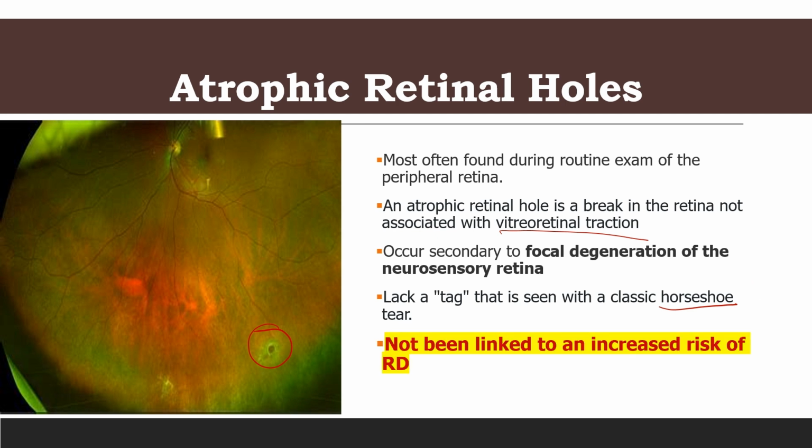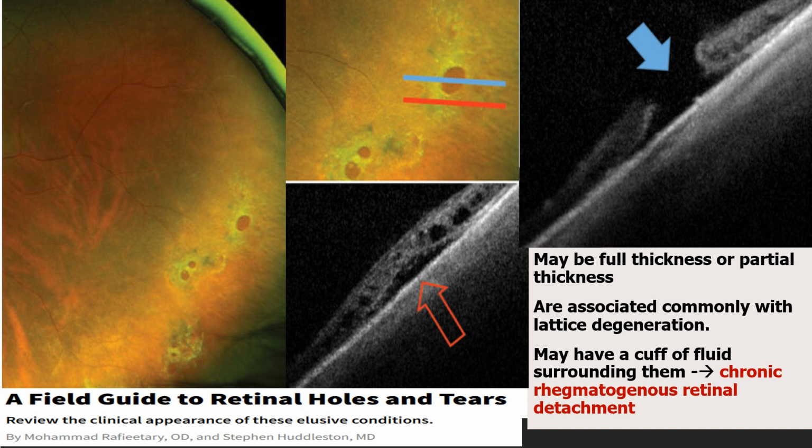Okay, now another thing that you need to remember with respect to all of these breaks is how dangerous are they and how commonly do they lead to retinal detachment. Now, when we talk about atrophic retinal holes, they have not been linked to an increased risk of retinal detachment. That means the risk of retinal detachment with an atrophic retinal hole is really, really low. Okay, now over here you can see some pictures.